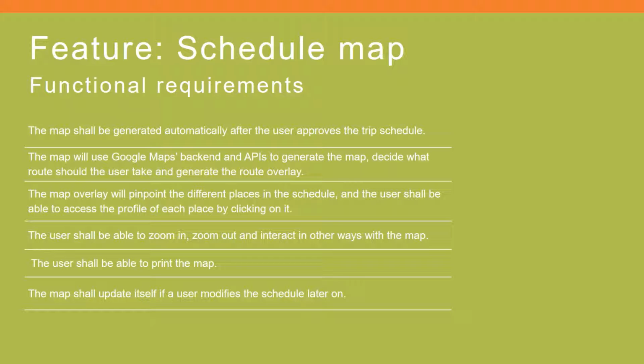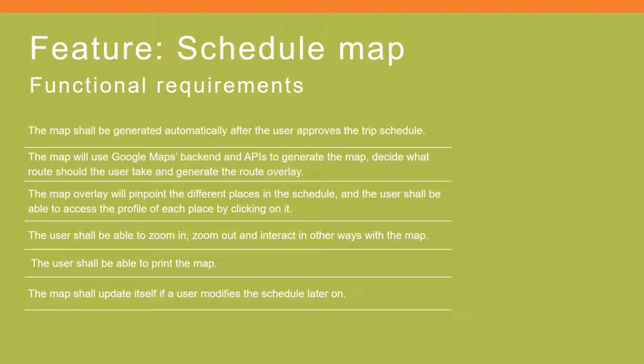The map overlay will pinpoint the different places in the schedule, and the user shall be able to access the profile of each place by clicking on it. The user shall be able to zoom in, zoom out, and interact in any other ways with the map. The user shall be able to print the map, maybe if they don't have internet or their phones in hand when they're going to travel, they can print the map and carry it in their hands.